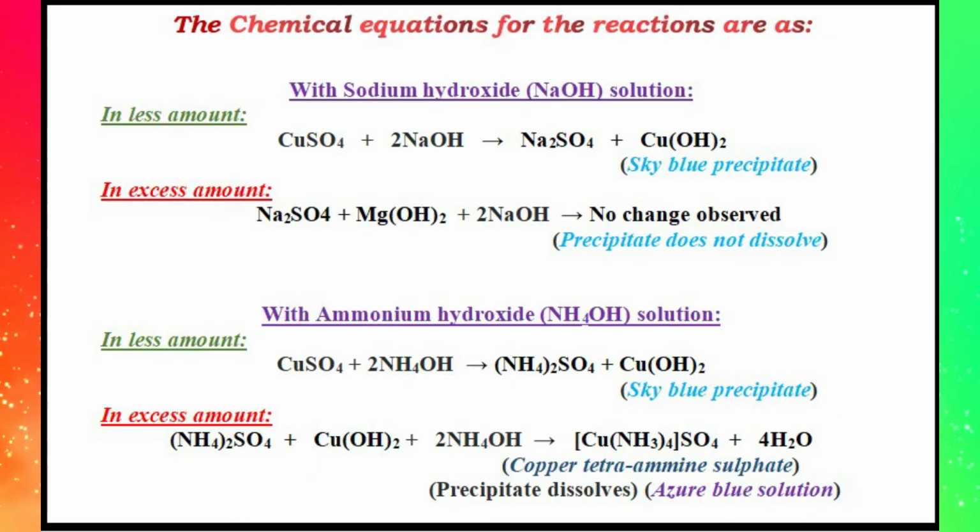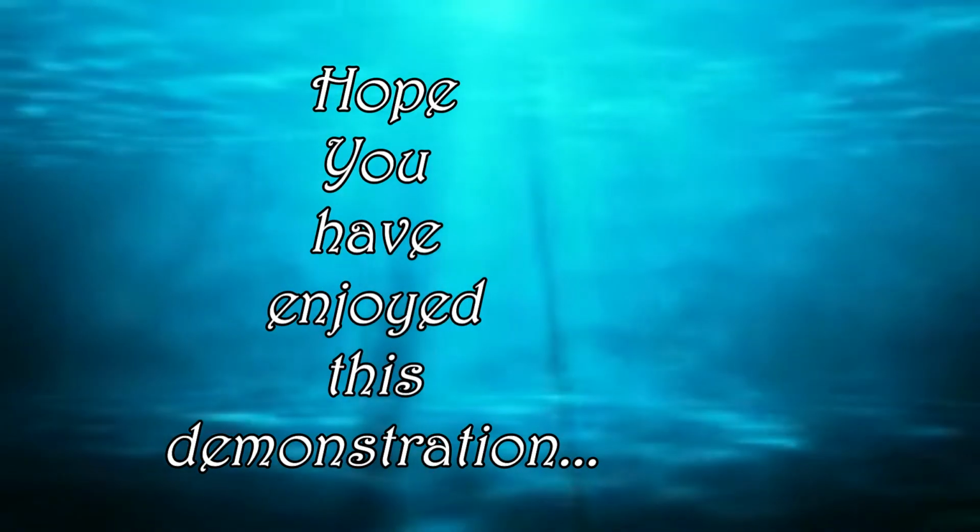The chemical equations for the reactions are as: with sodium hydroxide in less amount, CuSO4 plus 2NaOH gives Na2SO4 plus Cu(OH)2. In excess amount, there is no change observed. With ammonium hydroxide in less amount, CuSO4 plus 2NH4OH gives (NH4)2SO4 plus Cu(OH)2. In excess amount, (NH4)2SO4 plus Cu(OH)2 plus 2NH4OH gives [Cu(NH3)4]SO4 plus 4H2O. Hope you have enjoyed this demonstration.